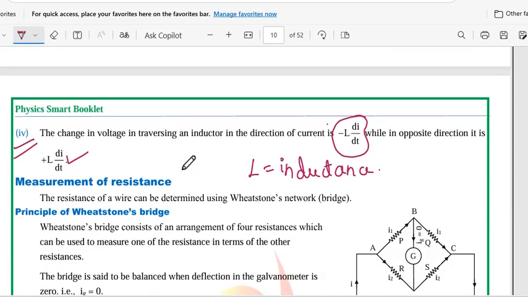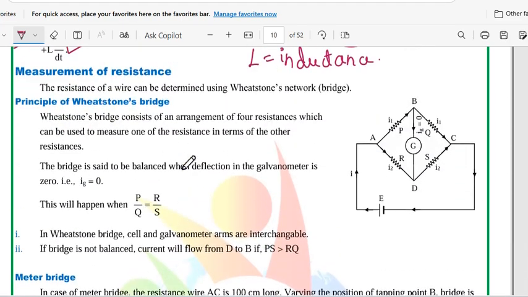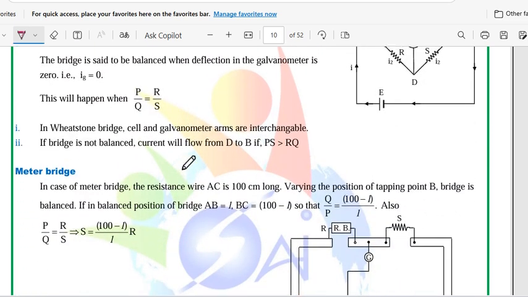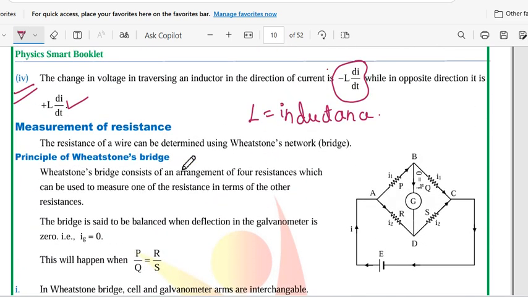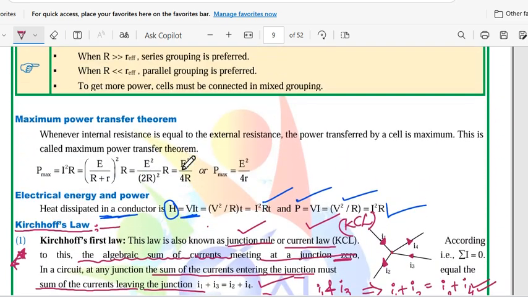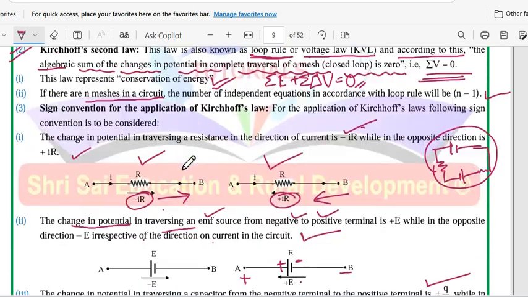There is a small concept related to your syllabus, that is the Wheatstone bridge. It may take some more time to discuss thoroughly, so I'll discuss it in the next session. This is enough for this session, so I'm going to wind up this session for today.